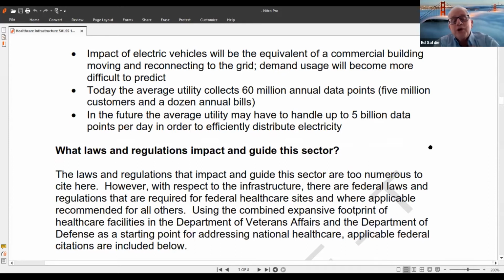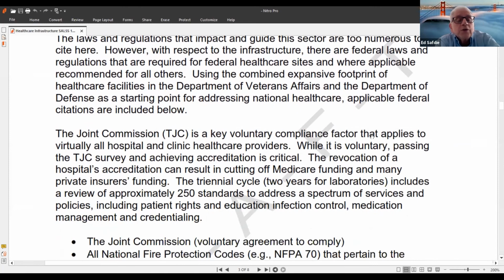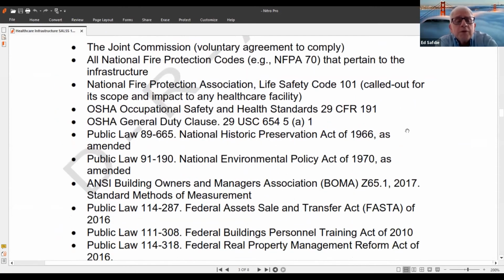Then we talk about laws and regulations. Just what laws and regulations impact the sector? So if you scroll down just a little bit, John, you're going to see a bunch of bullets there. I'd like to hold on that one about the Joint Commission. Can you scroll back up to the paragraph, please?